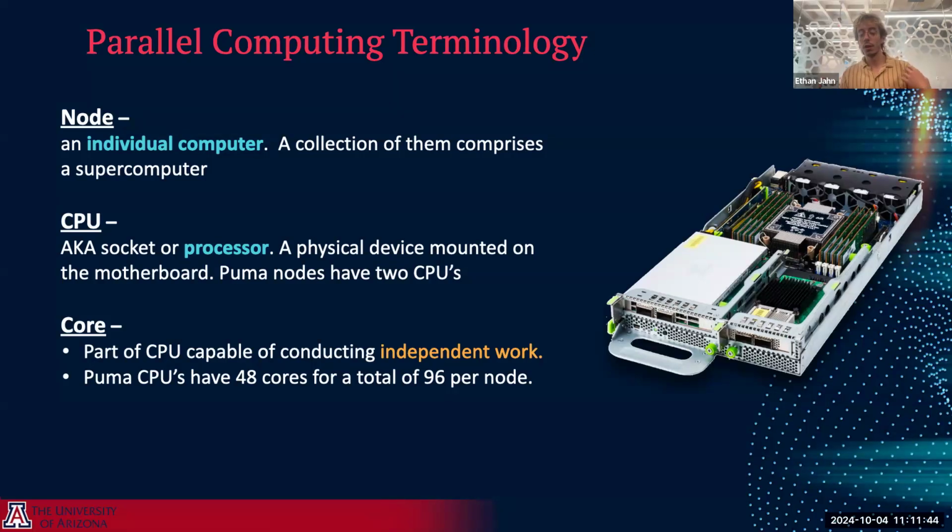If you are an experienced user of the HPC, you might note that I thought Puma had 94 cores. That's because 2 of those are reserved for the operating system and 94 are available for compute work by users. So this is the basics of the construction of a compute node that goes into a supercomputer.